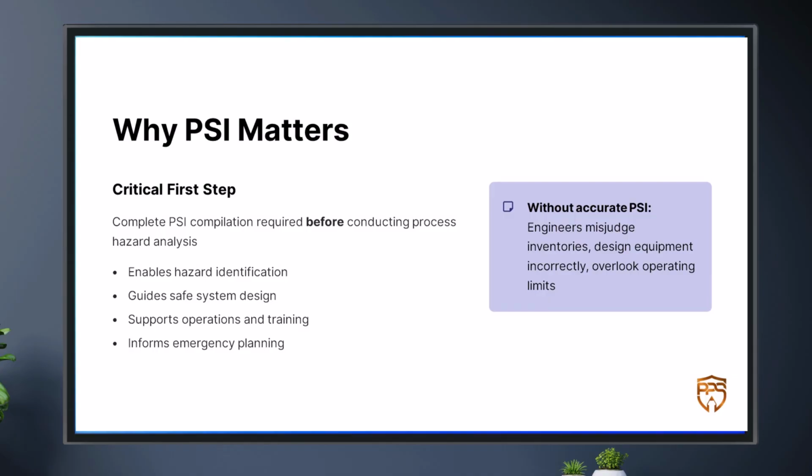Collecting this information is not just a regulatory requirement. It's a practical way to prevent accidents. Without it, engineers can misjudge chemical inventories, design equipment incorrectly, or overlook unsafe operating limits, leading to incidents such as overpressure, runaway reaction, or explosion.